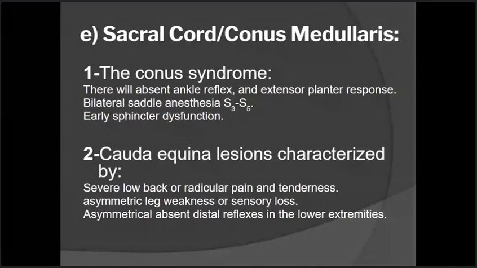In the conus syndrome, there will be absent ankle reflex and extensor plantar response. This is characteristic of the conus syndrome. Yes, there are other causes for this combination, but it's characteristic for conus syndrome in spinal cord lesion. Bilateral saddle anesthesia, which is from S3 to S5, saddle anesthesia meaning the saddle area. Early sphincter syndrome.